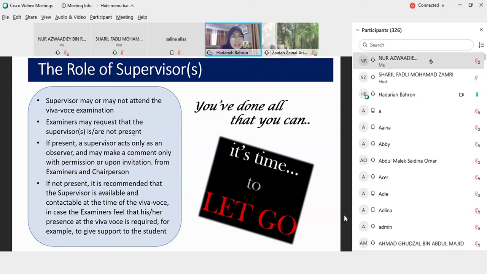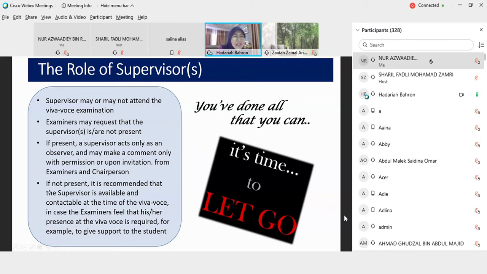Examiners may request that the supervisor is or is not present. If the examiners feel they're not comfortable having the supervisor there, they're within their rights to say, can you please sit this one out? If the examiner is present, a supervisor acts only as an observer and may make a comment only with permission or upon invitation from the examiners and the chairperson. So be quiet, observe, and speak only when spoken to.